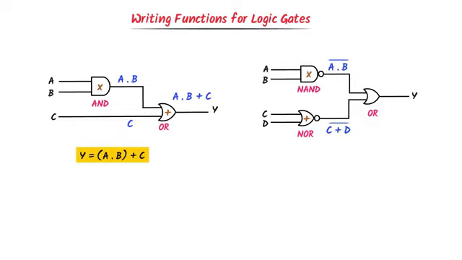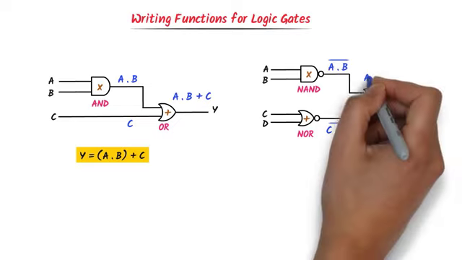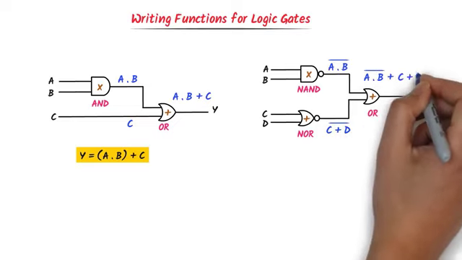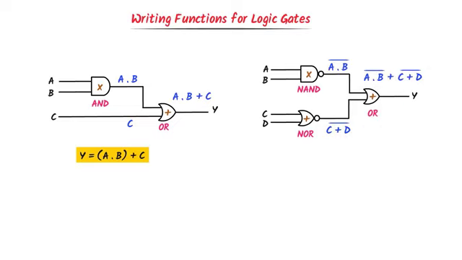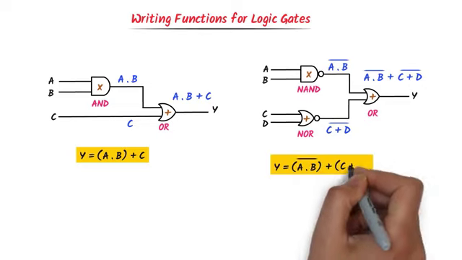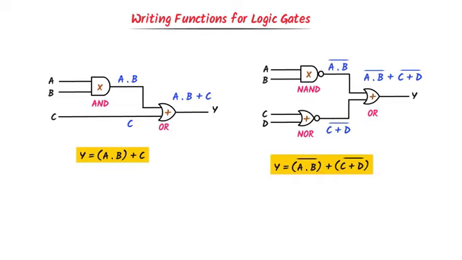Thirdly, this OR gate receives two inputs, A dot B whole bar and C plus D whole bar. We know that OR gate will add the inputs. We get A dot B whole bar plus C plus D whole bar. Thus the function of this system is Y equals A dot B whole bar plus C plus D whole bar. Therefore, using this simple method, we can easily write function for any logic gate system.